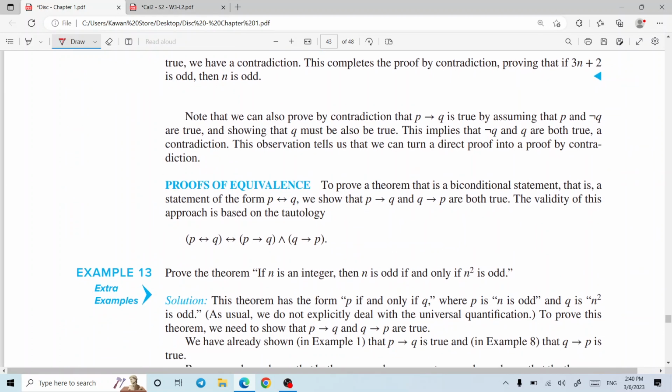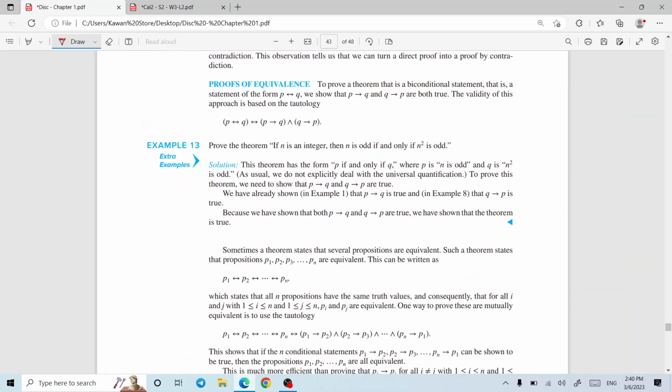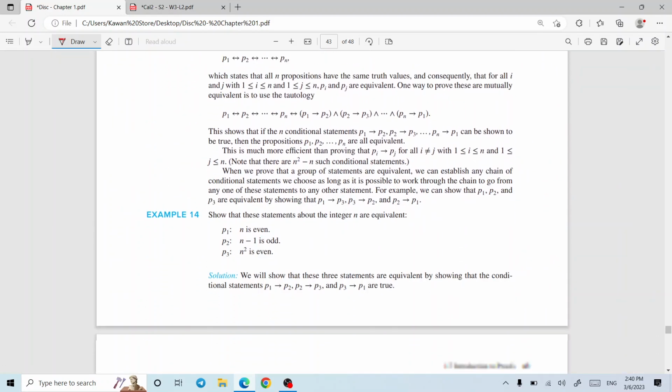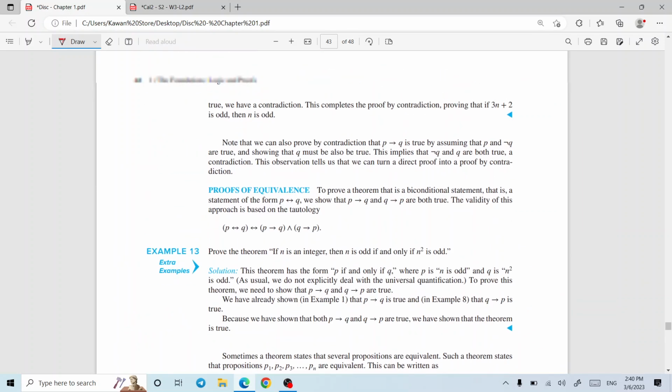That's all about the methods. We have only equivalent and counterexample. Okay. Do you have any question about here?